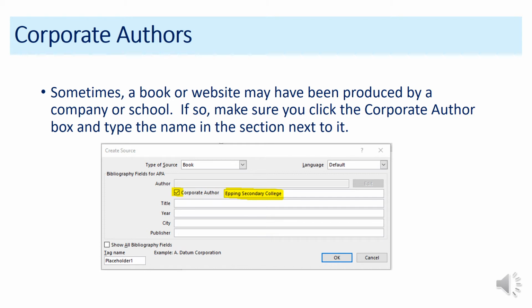Now, sometimes a book or a website doesn't have an author. So it may be produced by, let's say, the school, who produced something and didn't necessarily give it anyone's name. We then click on corporate author and we put in the organisation or company's name. So you write it exactly as it would appear. If you put it in author, the way it appears later is very jumbled up. So it might have College ES instead of Epping Secondary College. So make sure you put any of those sorts of words in corporate author.